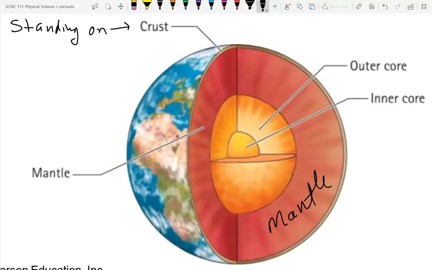So you get deep enough, and you have the liquid core. Now that's liquid, swirling liquid. You go even deeper and you have the solid core.